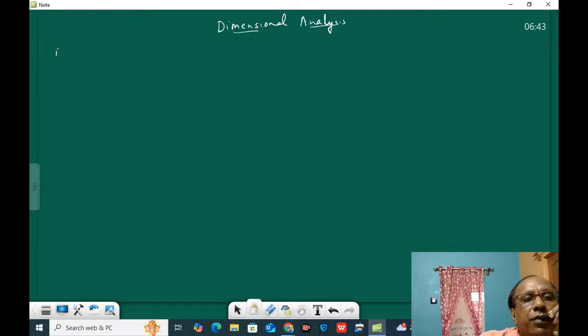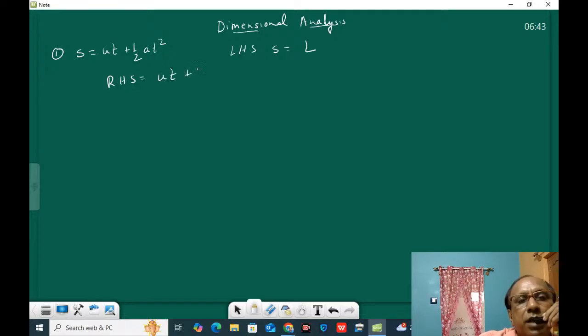For example, I want to check s is equal to ut plus half at squared. We find the dimension of the left hand side. The dimension of the left hand side is that of s, which means distance, so it is L. Let us find the dimension of the right hand side, that is ut plus half at squared.